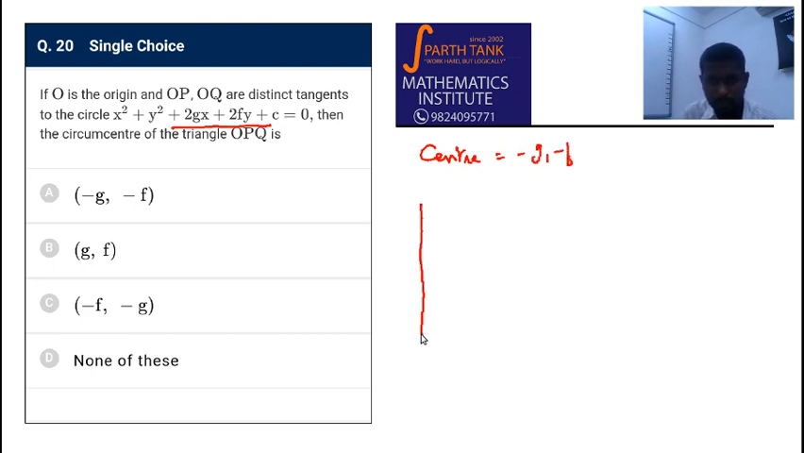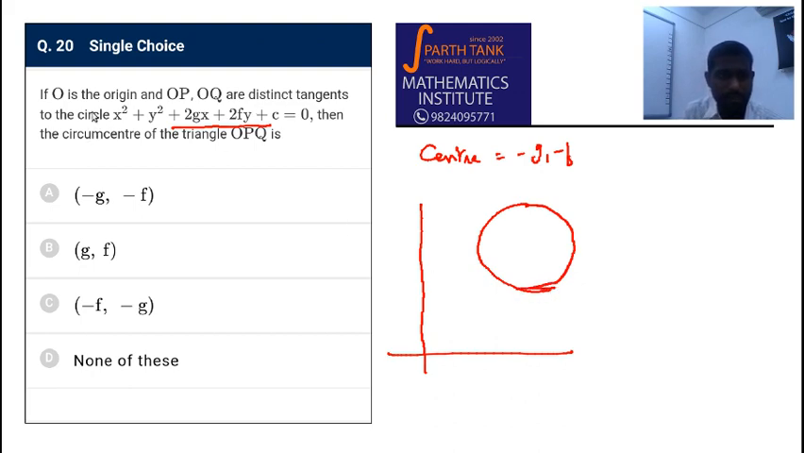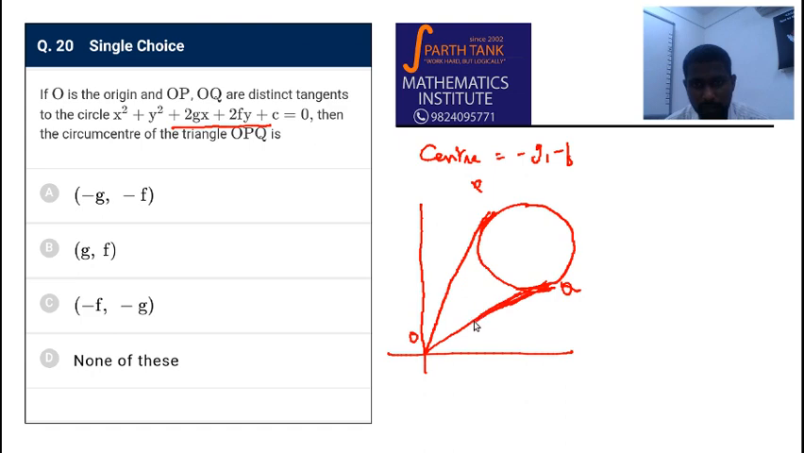Alright, let us see how the whole scenario is going to look. Now I need a circle, and they've said there are distinct tangents to the circle from the origin, which means there are two tangents from the origin to the circle. So one of the tangents should be like this. Let us call this OP, and the other tangent should be something like this, OQ. Now the center we know is minus g, minus f.